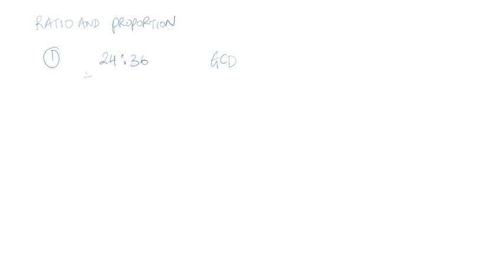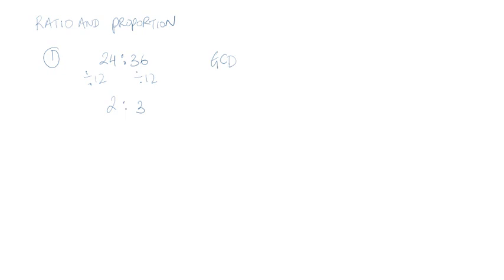If you know your times table really well, you'll realize that both these numbers can actually be divided by 12. So if I divide 24 by 12, you're going to get 2. And if you divide 36 by 12, you're going to get 3. So the final ratio we end up getting is 2:3. Okay, so it's all about finding the greatest common divisor and then dividing each number by that divisor.